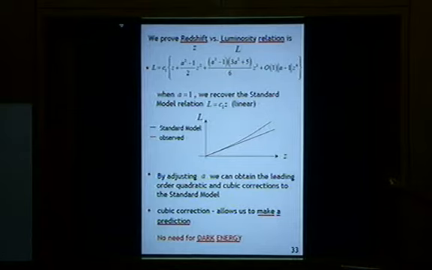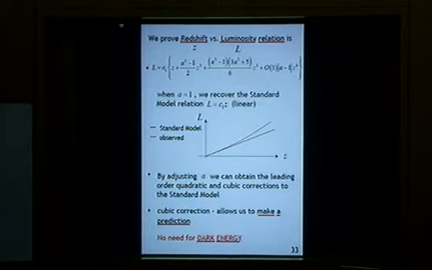Okay, L is equal to c times z. And here's the standard model. Now, by adjusting a, we could obtain the leading order quadratic and cubic corrections to the standard model. And so we match their graph with the a for the quadratic term, and then the cubic term allows us to make a prediction. We say, well, look more carefully at those things.